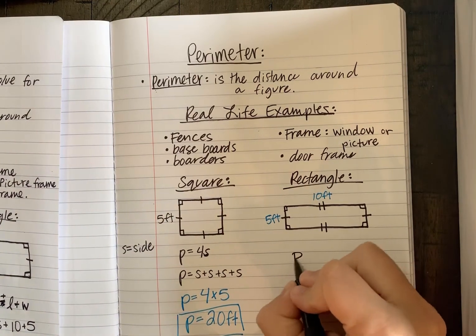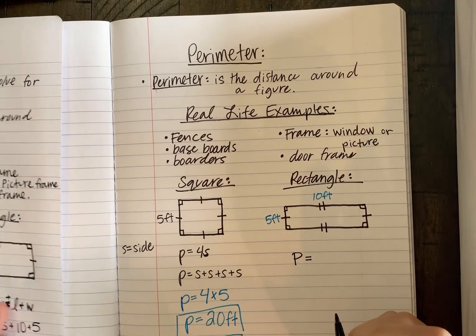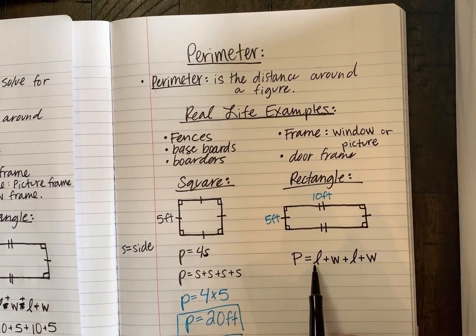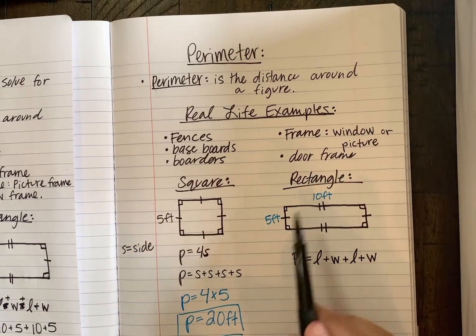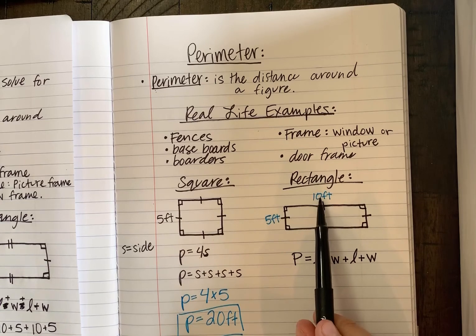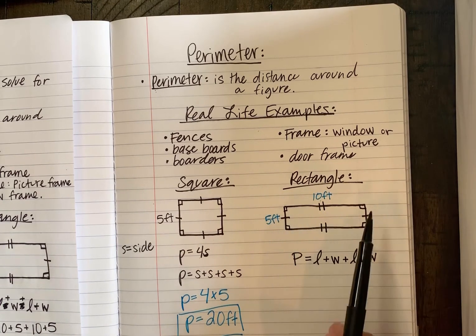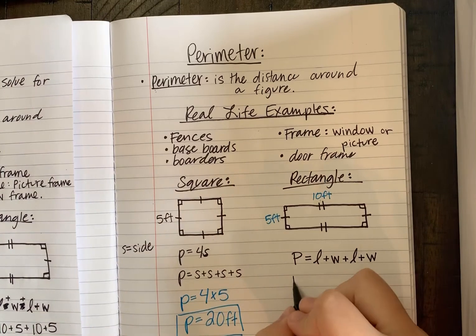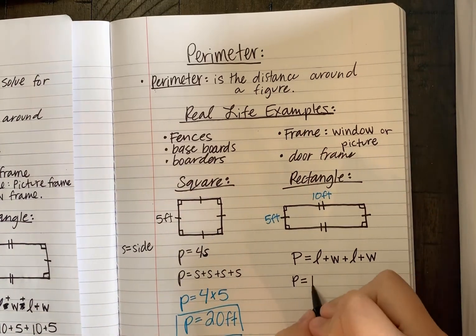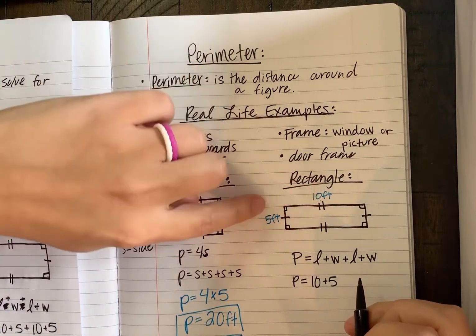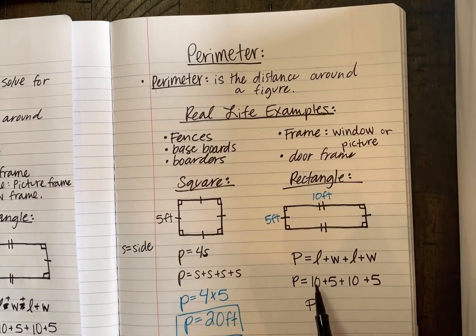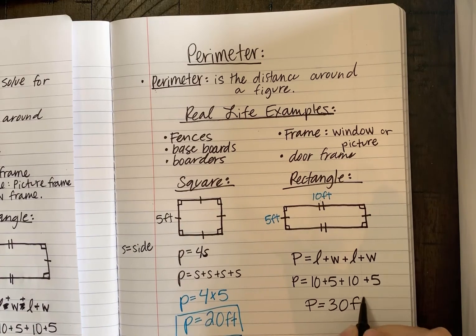So the formula for the rectangle would be length plus width plus length plus width. It does not matter which is the length and which is the width. It just means you add the length twice and you add the width twice. So once again, perimeter, you just add up all of these sides. For this one, let's say the length is 10. So we have 10 plus 5 plus 10 plus 5. Whenever you add all that up, 10 plus 10 is 20, 5 plus 5 is 10. So the perimeter of this rectangle would be 30 feet.